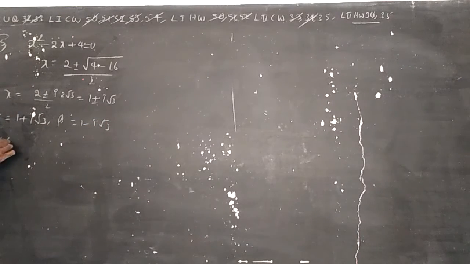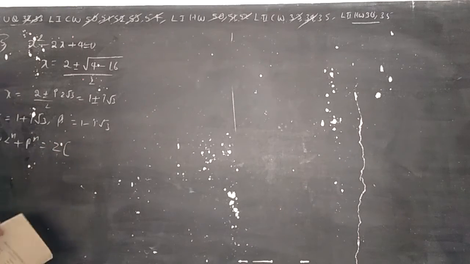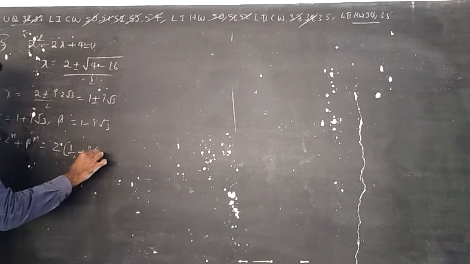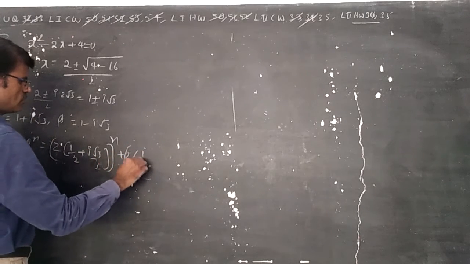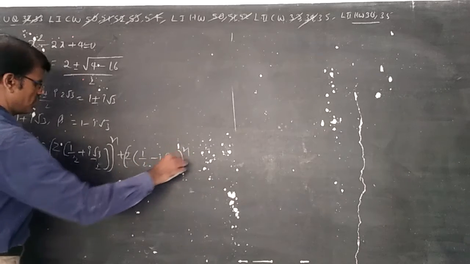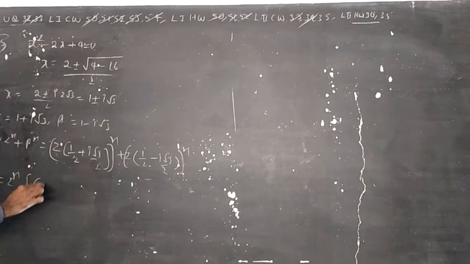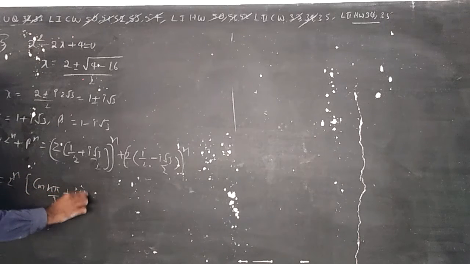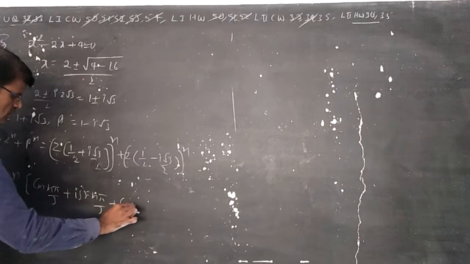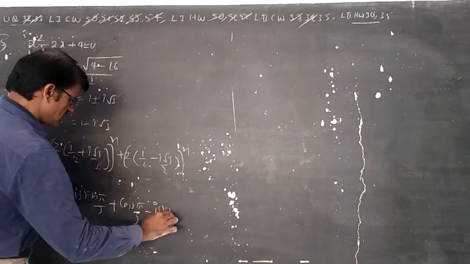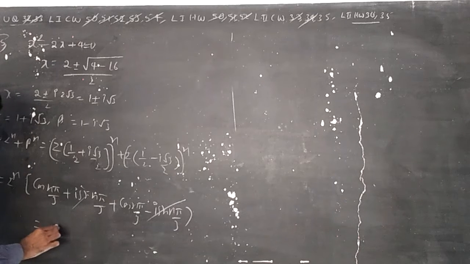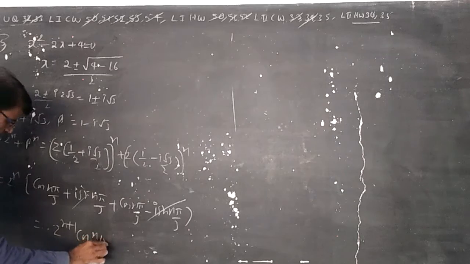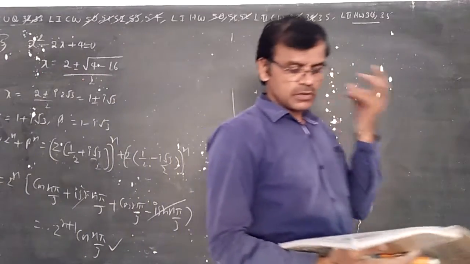Now α^n + β^n is equal to, with 2 you multiply, (1/2 + i√3/2)^n plus 2·(1/2 − i√3/2)^n, that is 2^n into (cos nπ/3 + i sin nπ/3) plus (cos nπ/3 − i sin nπ/3). The imaginary parts get cancelled, so 2^n into 2cos nπ/3, that is 2^(n+1) cos nπ/3.